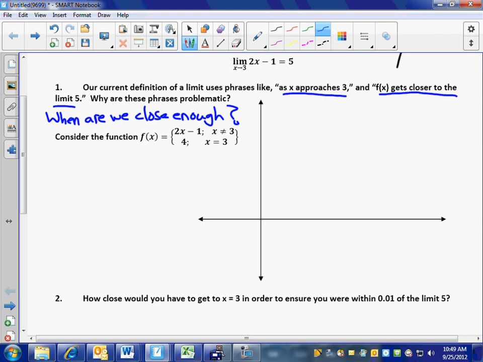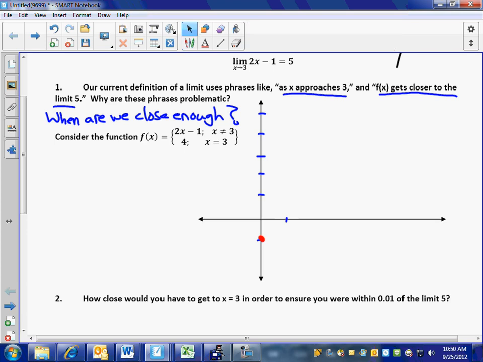So let's consider this function. f of x equals 2x minus 1 for x not equal to 3. But when x is equal to 3, we'll say that the function value is equal to 4. Let's consider that function. Okay? So let's graph this line, 2x minus 1. What's the y-intercept? Negative 1. So I plot that.